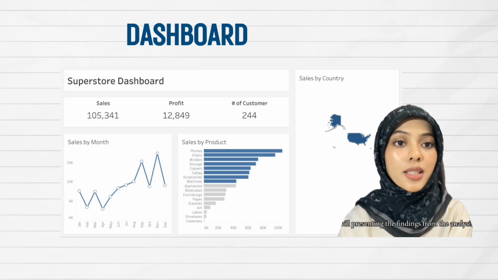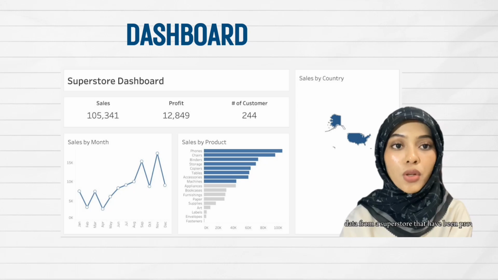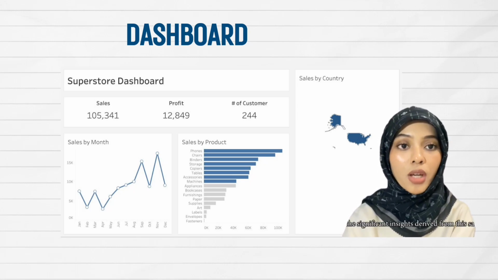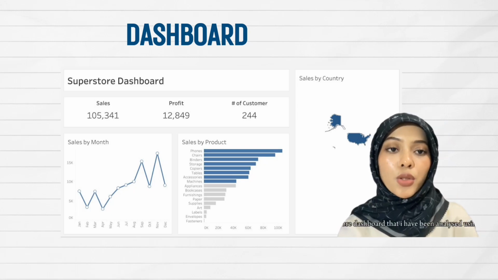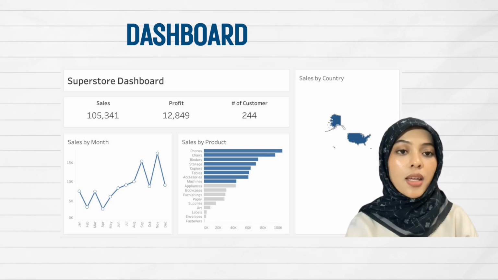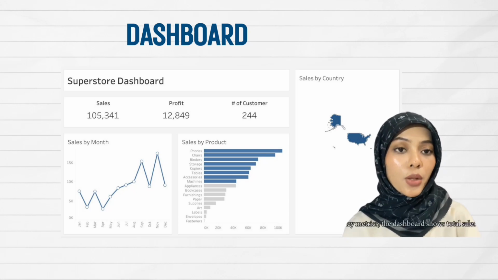Today I will be presenting the findings from the analysis using sample data from a superstore that has been provided. I will explore the significant insights derived from the sample data. The Superstore dashboard that I have analyzed provides a comprehensive overview of key metrics, including total sales, profits, and the number of customers. Let me begin with the key metrics.